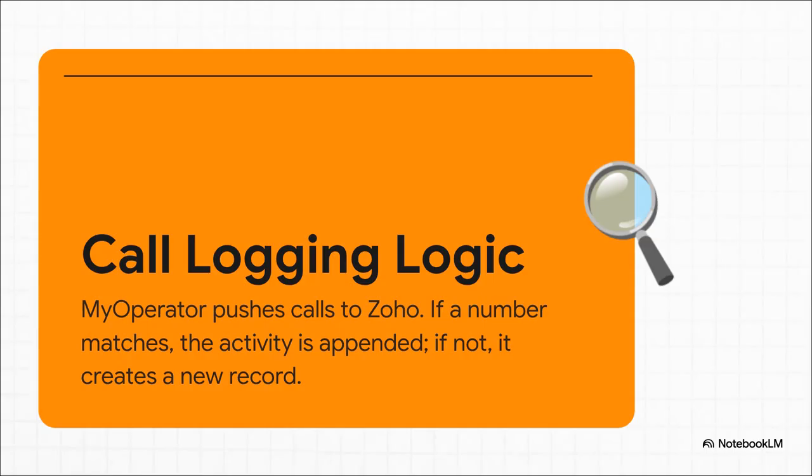The logic here is actually super straightforward. When a call happens in MyOperator, doesn't matter if it's inbound or outbound, it immediately pushes that call's data over to Zoho. Then Zoho kind of plays matchmaker. It quickly scans through all your records, your leads, your contacts, whatever you've got. If it finds a phone number that matches, boom, the call gets logged right there on that record. And if it comes up empty, no problem. MyOperator is smart enough to just create a brand new record and then log the call. See? Simple, effective, automatic, that's the goal.